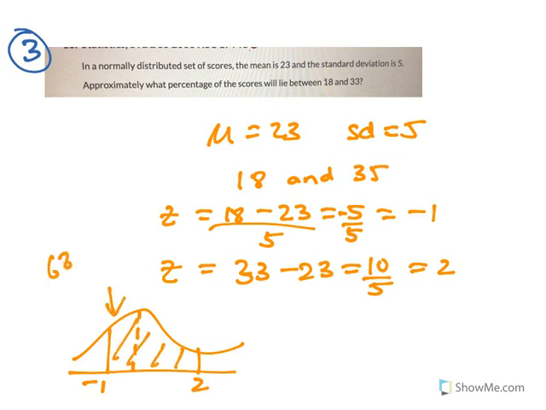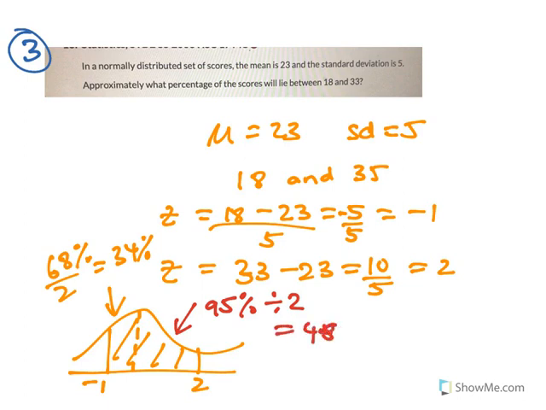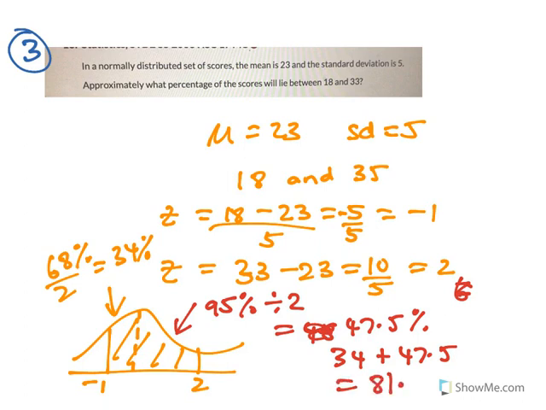Okay, so this one here is 68% of the scores divided by 2, which is 34%, and this here is half of 95. So 95 divided by 2, which is 47.5%. So in total you have 34 plus 47.5%, 81.5% will approximately be between 18 and 33.